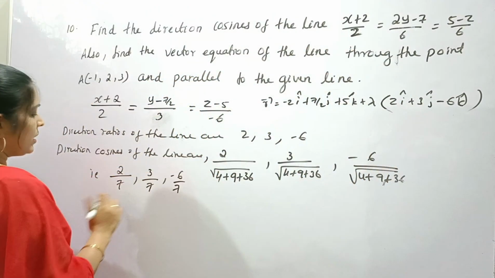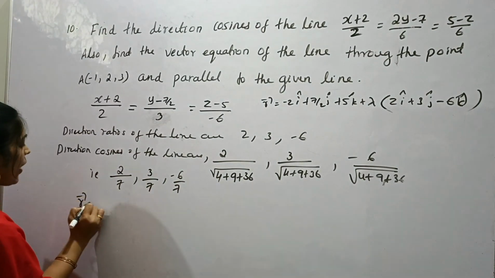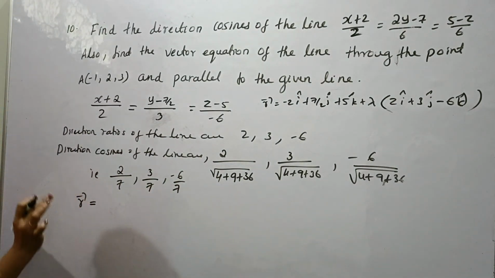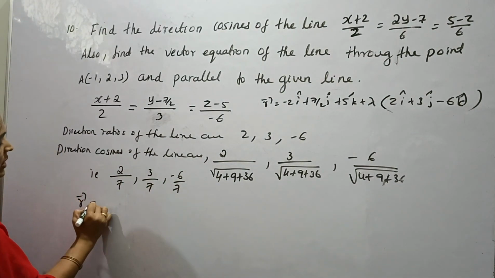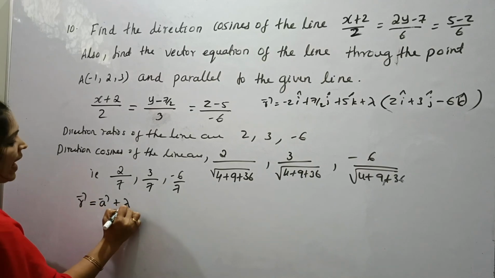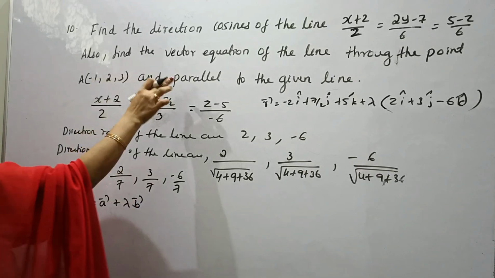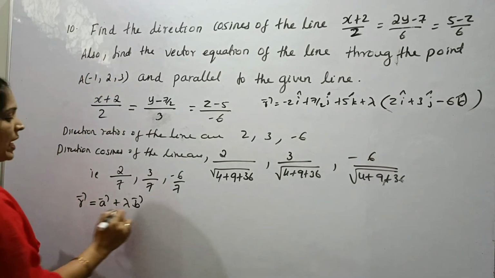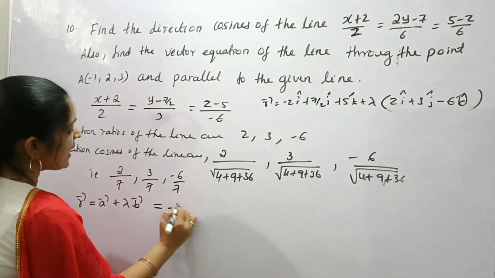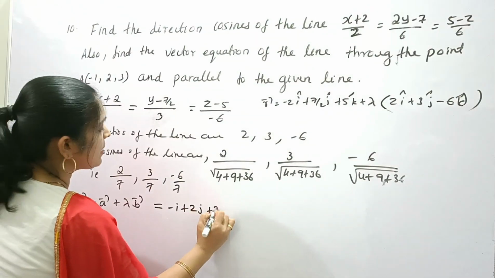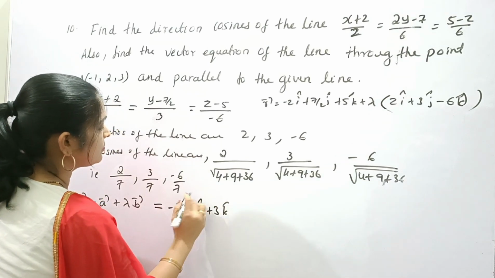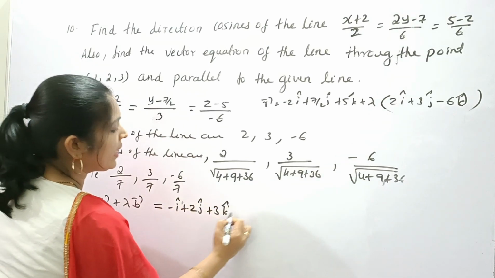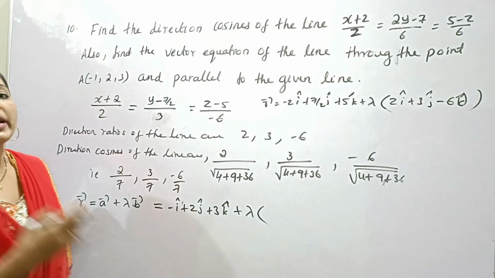Therefore, here we have to form the vector equation of the required line, that is vector r is equal to vector a plus lambda vector b. And this line passes through the point minus 1, 2, 3. Therefore, vector a is minus i plus 2j plus 3k, plus lambda into what is vector b?